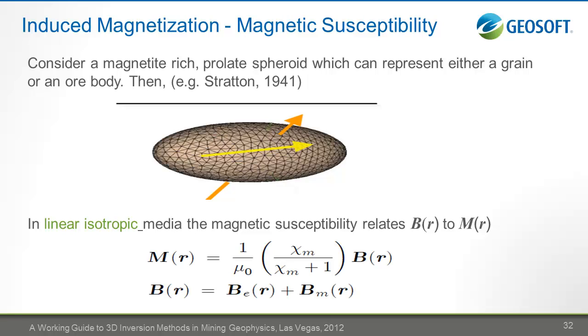So what happens in this case is that the inducing field direction gets rotated along the long axis of the magnetic body, so that the magnetization direction is in the direction of the yellow arrow. So this demonstrates a fundamental failure of the susceptibility assumption, which requires the yellow and the orange arrows to be in the same direction.